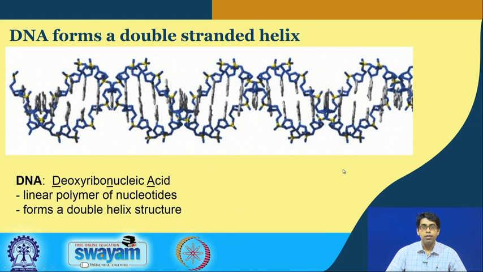So this results in a highly negative charge on the DNA molecule, because all the phosphate groups carry one negative charge. So deoxyribonucleic acid, or DNA, is a linear polymer of nucleotides, and two such polymers come together to form a double helical structure.